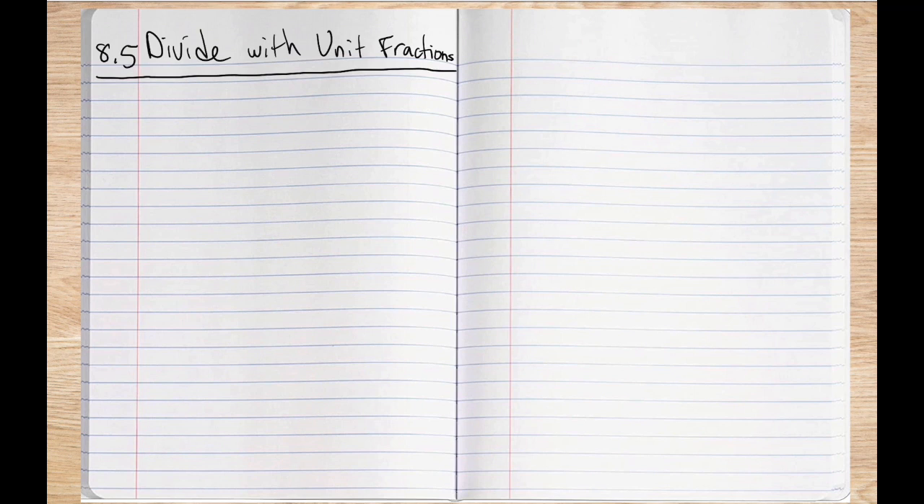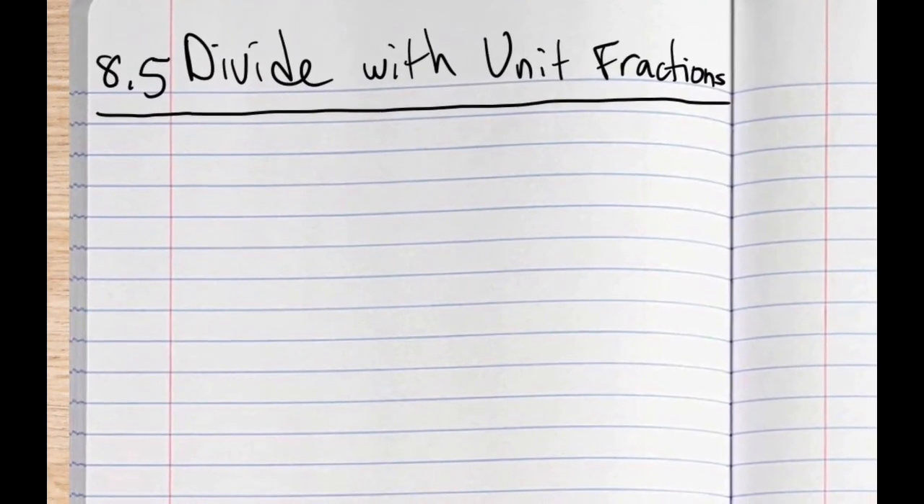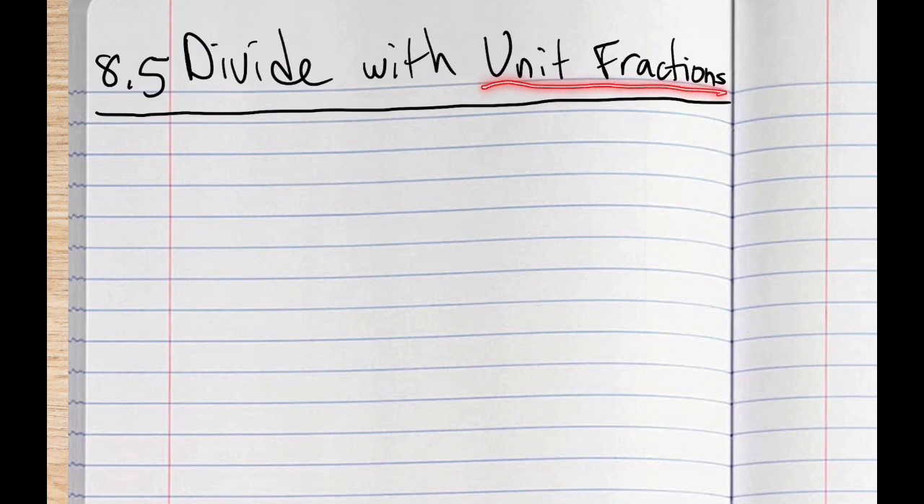So let's start by talking about this idea of unit fractions. What even is a unit fraction? So the big idea with a unit fraction is that it has a 1 in the numerator. It means one piece of some size. So when we're talking about unit fractions, we can think about fraction examples to help us get the idea of unit fractions.